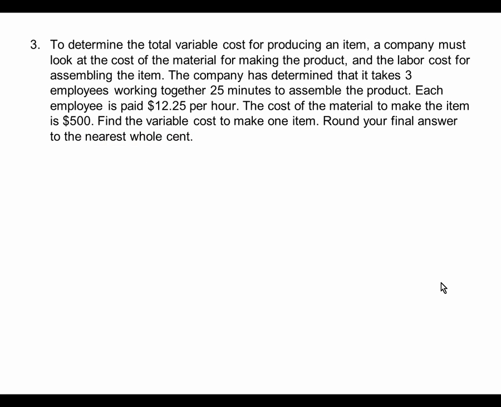Question number 3. To determine the total variable cost for producing an item, a company must look at the cost of material for making the product and the labor cost for assembling the item. That's usually what goes into variable cost, which, remember, in terms of the language of a linear function, is the slope. The company has determined that it takes 3 employees working together 25 minutes to assemble the product. Each employee is paid $12.25 per hour. The cost of the material to make the item is $500. So find the variable cost to make one item. Round your final answer to the nearest whole cent.